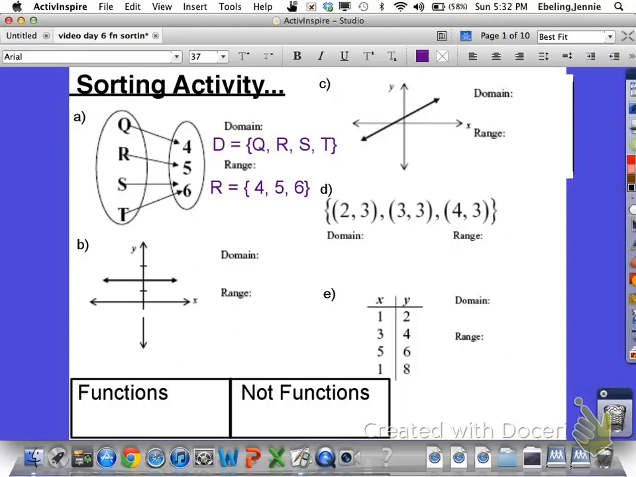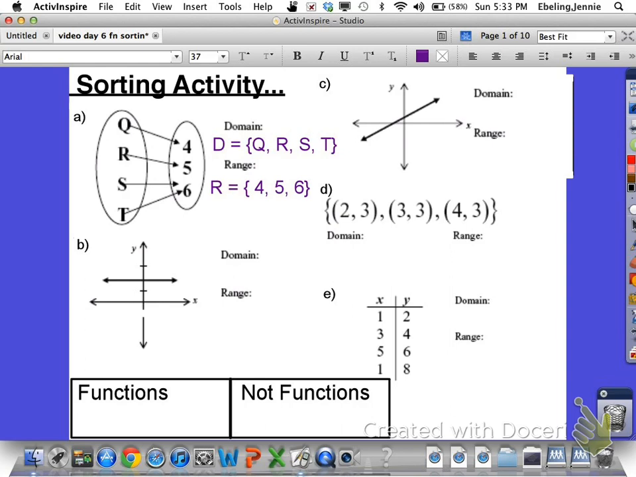Hi, today we're going to start out looking at a sorting activity. In this activity, you're going to be given some graphs, some relations, some ordered pairs, some tables, and you're to identify the domain and range of each one. Well, in A, I've already identified what the domain and the range would be for this mapping diagram.